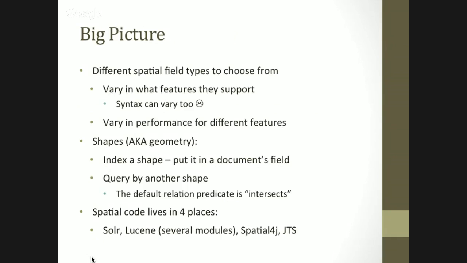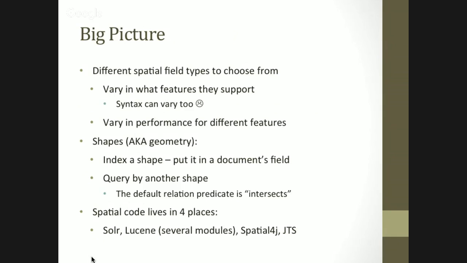Another thing I want to point out is the notion of shapes, aka geometry. So point, rectangle, circle, polygon, line strings, and paths, which are like buffered line strings. So you index shapes and you query by shape. And then typically it's the intersection, because typically it's a point and a circle. That's most common.